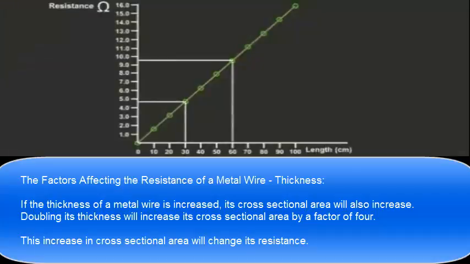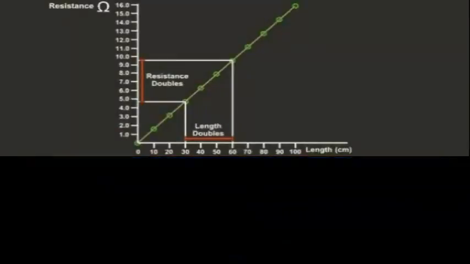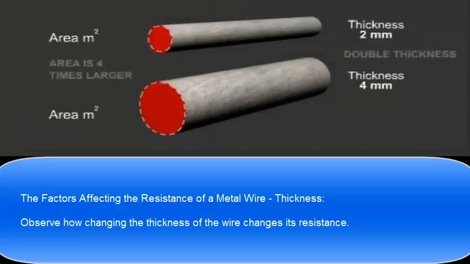The factors affecting the resistance of a metal wire. Thickness. If the thickness of a metal wire is increased, its cross-sectional area will also increase. Doubling its thickness will increase its cross-sectional area by a factor of 4. This increase in the cross-sectional area will change its resistance. Observe how changing the thickness of the wire changes its resistance.